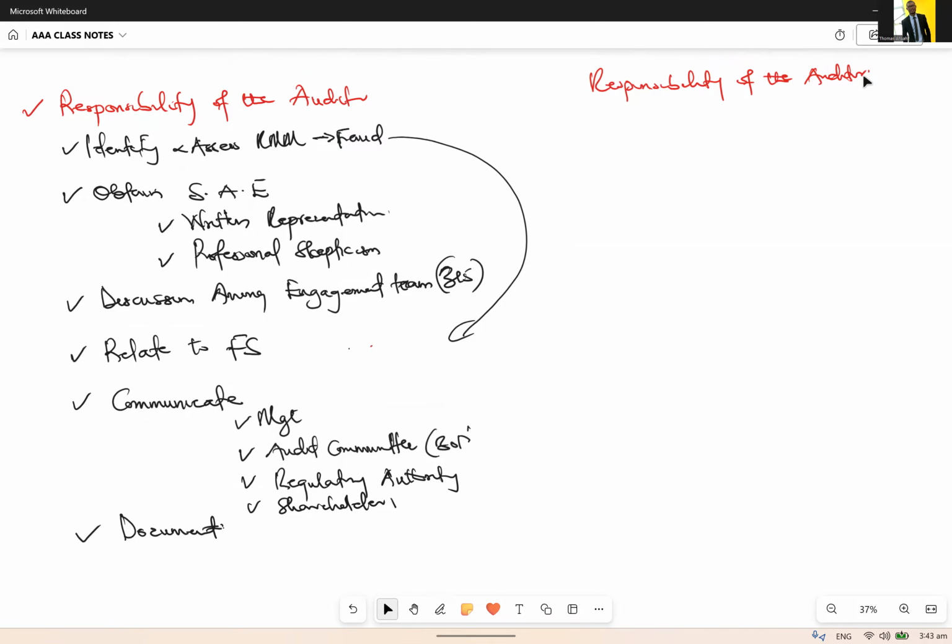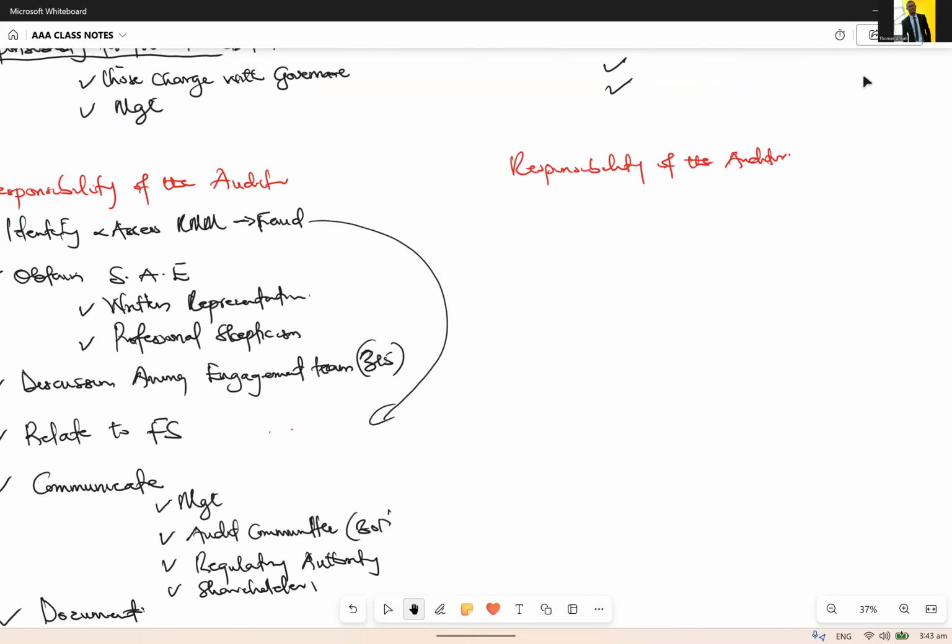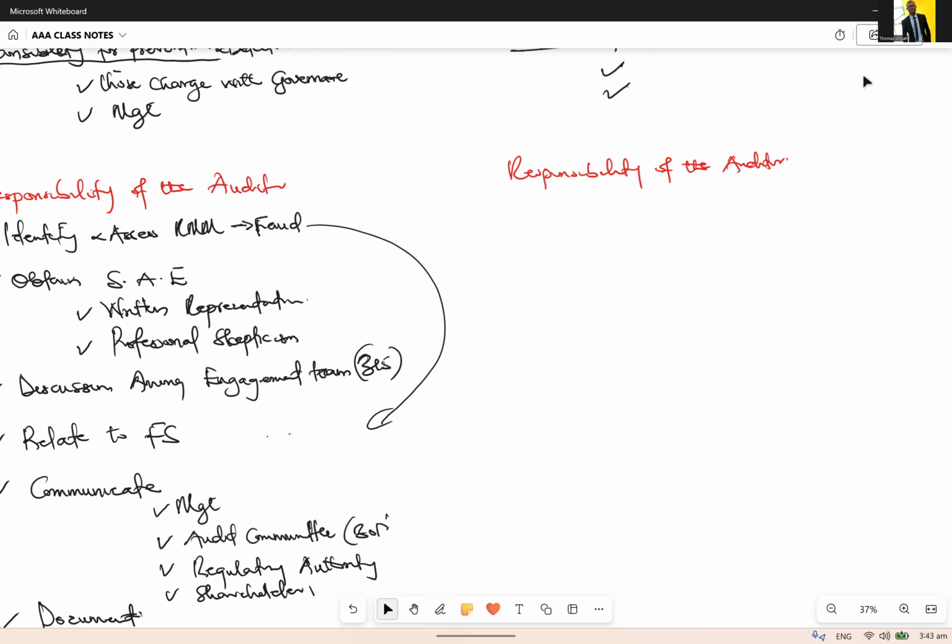All right. So that is that. Now, when it comes to laws and regulations, the same thing suffices. As an auditor, first, you are supposed to obtain sufficient appropriate evidence that the firm is compliant with the laws and regulations.